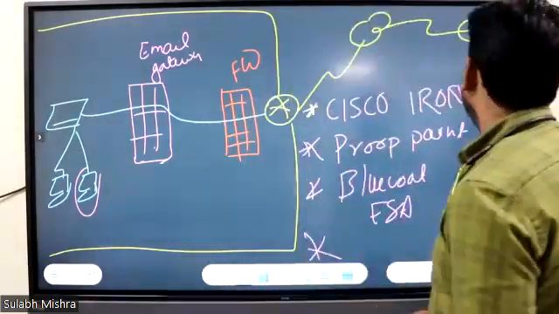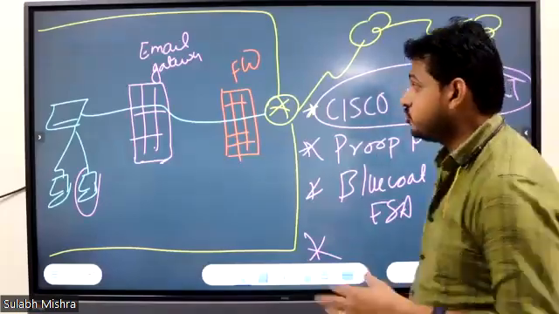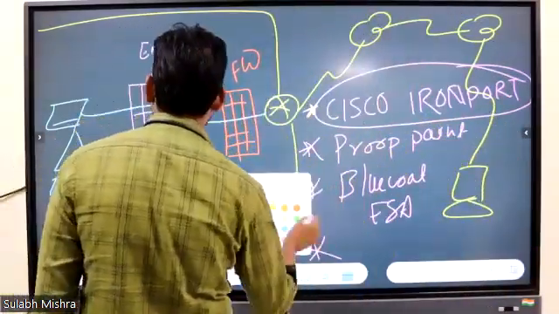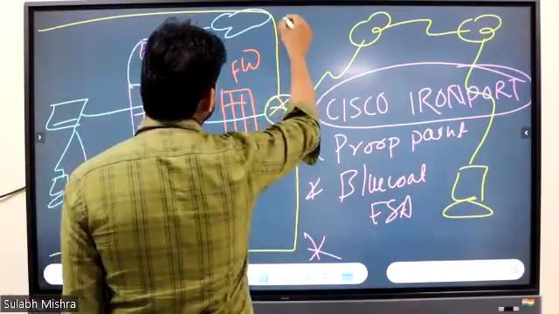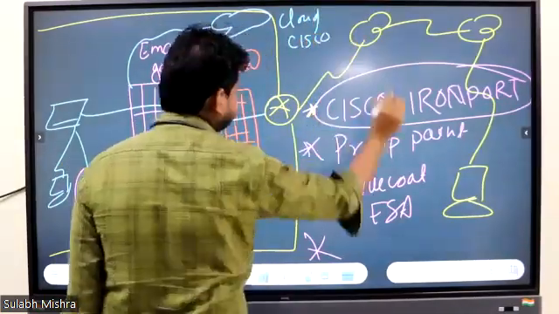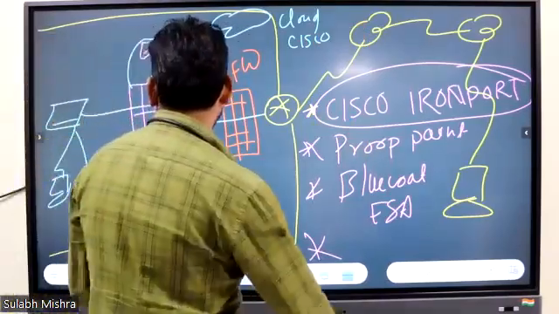Got it, fine? So how does email work? For example, you have bought the email gateway from Cisco. It's a Cisco IronPort email gateway, right? Once you buy the email gateway from Cisco, it will connect to the Cisco cloud, yes or no? It will connect to the Cisco cloud. Now again, the email gateway has the ACL.